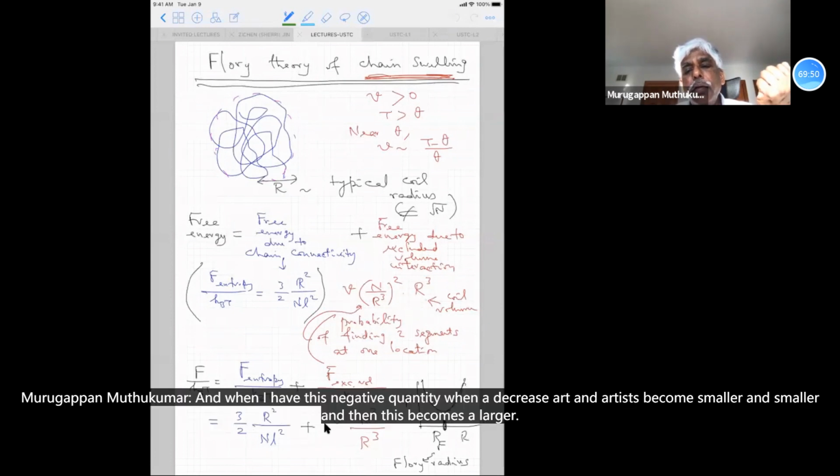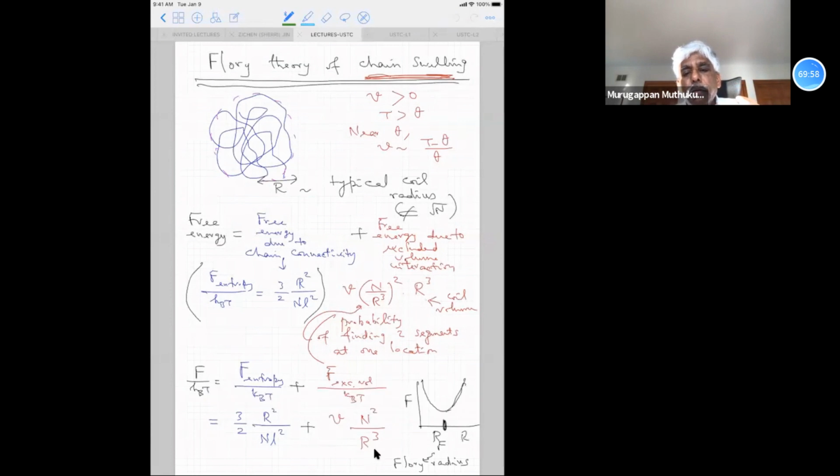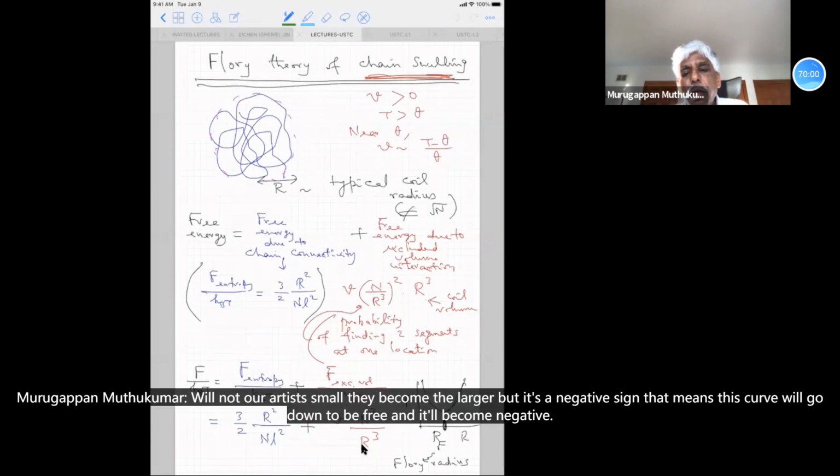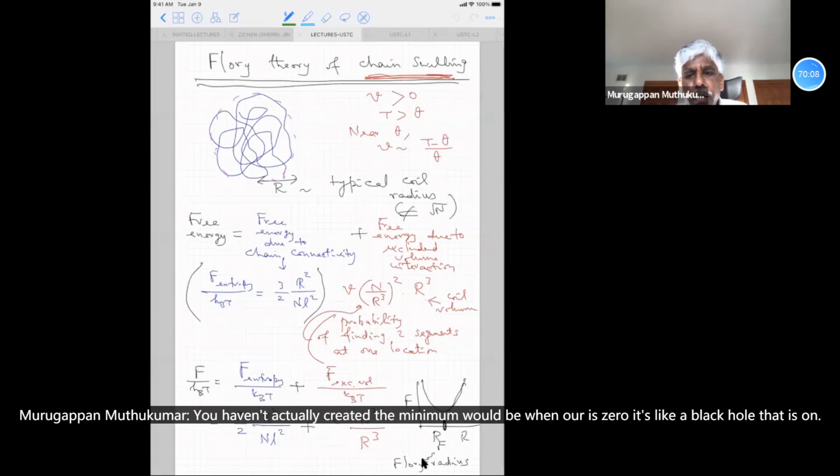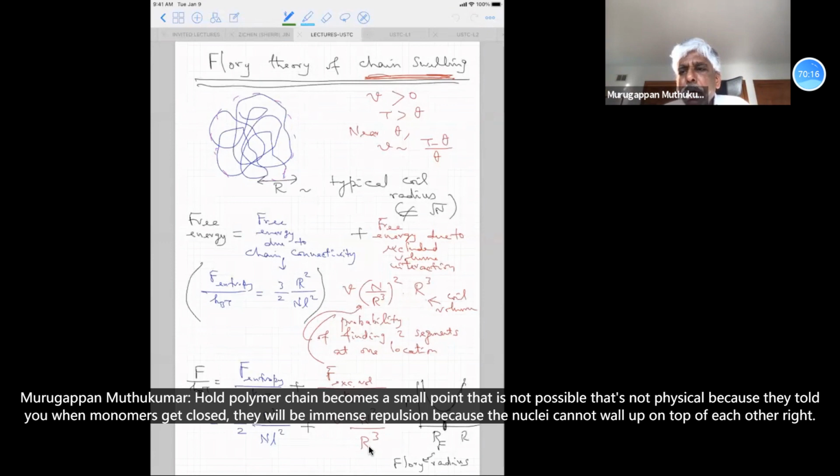And when I have this negative quantity, when I decrease R, when R is becoming smaller and smaller, then this 1 over R becomes larger. R is small, it becomes larger, but it's a negative sign. That means this curve will go down, free energy will become negative. Eventually, the free energy minimum would be when R is 0. It's like a black hole. That is, the whole polymer chain becomes a small point. That is not possible. That's not physical.